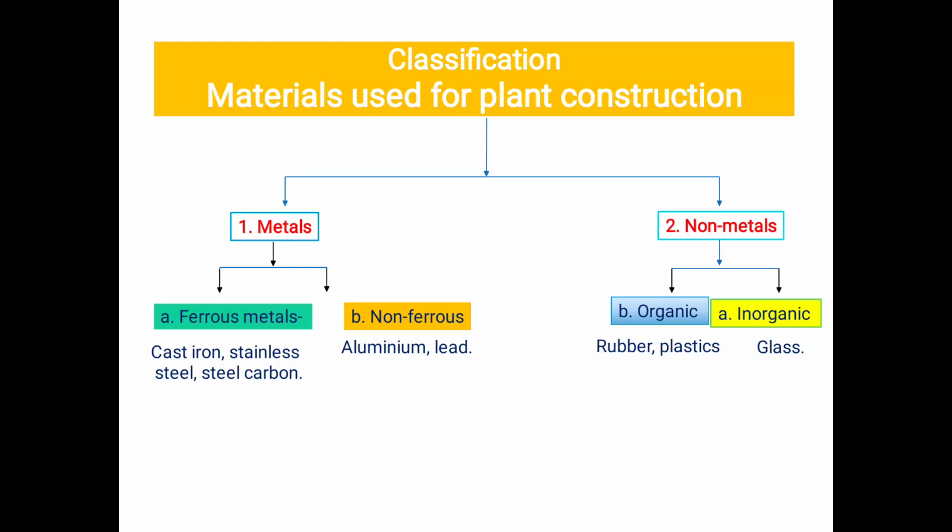In selection of material, the first point is proper materials, meaning those made from stainless steel. Another choice is non-ferrous, aluminum and lead. Rubber, plastic, glass are non-metals. So avoid corrosion. Remember this classification of materials used for plant construction. From the GPAT point of view, the question will ask which is an inorganic material used for plant construction or non-metal. Glass is inorganic. Then organic: rubber and plastic. Non-ferrous: aluminum, lead. Ferrous: cast iron, stainless steel and carbon steel.